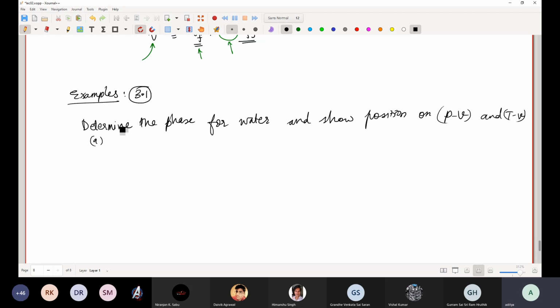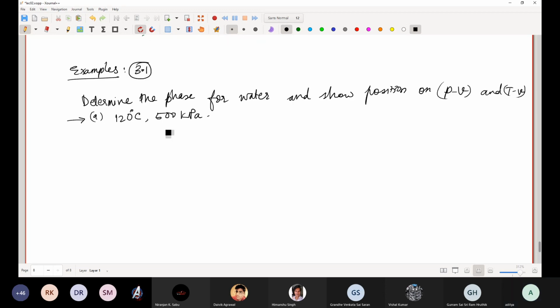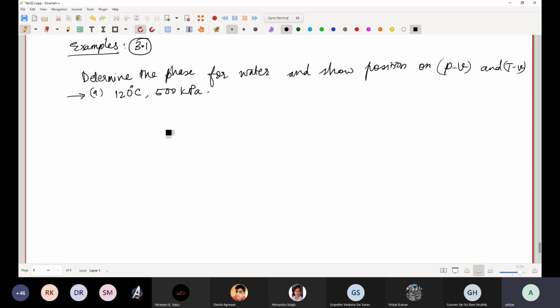So the first point that has been given is 120 degrees Celsius and 500 kilopascal. So the question is, what is the phase of the water given this state? So I will tell you how to go about this. First, let us draw the PV diagram. First things first, it is always good to draw a PV diagram. It helps you get an idea of how the curves will look.